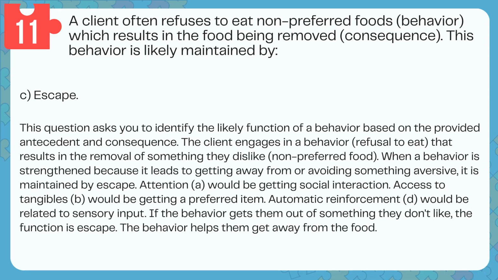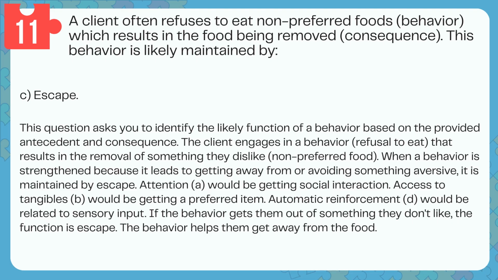Answer C. Escape. Explanation. This question asks you to identify the likely function of a behavior based on the provided antecedent and consequence. The client engages in a behavior, refusal to eat, that results in the removal of something they dislike, non-preferred food. When a behavior is strengthened because it leads to getting away from or avoiding something aversive, it is maintained by escape.